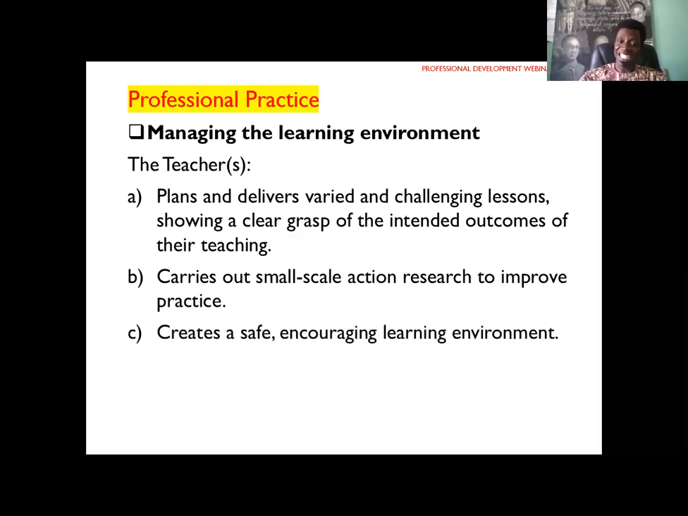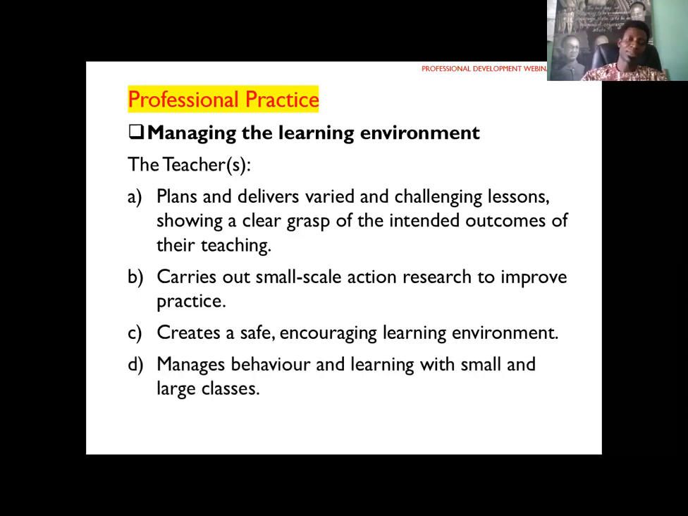Then create a safe, encouraging learning environment. We need to stop insulting our students. No matter what, you need to look at the method you are using and make sure that they understand. If they are not understanding, it is coming from you. You need to look at your methodology. A teacher manages behavior and learning with small and large classes.